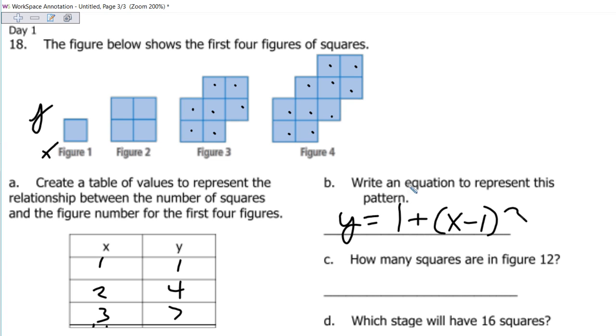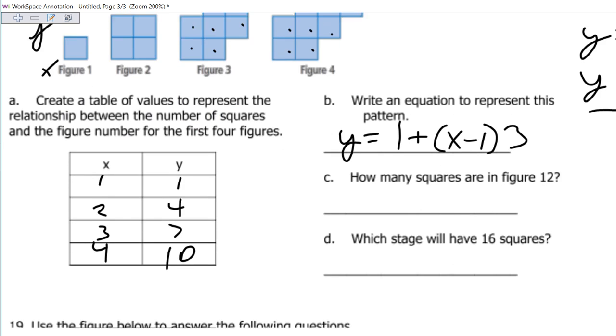Now, that is a perfectly viable equation. That is just fine. If you wanted to reduce that down to, say, let's go y equals 1 plus 3x minus 3, that would be y equals 3x minus 2. If you wanted to say that, it would be just fine, and it would work just as well.